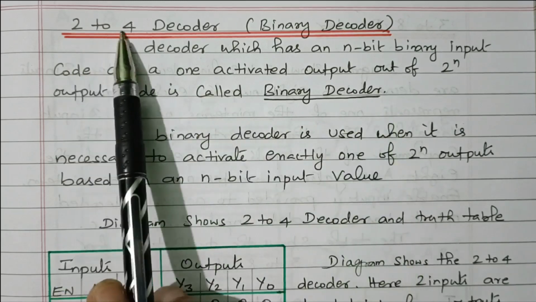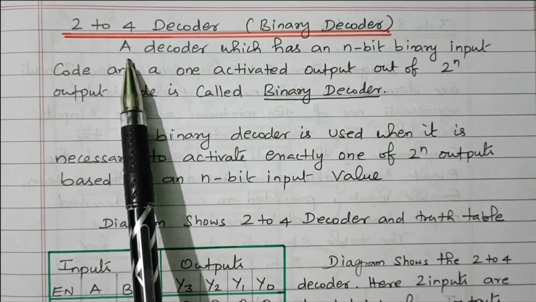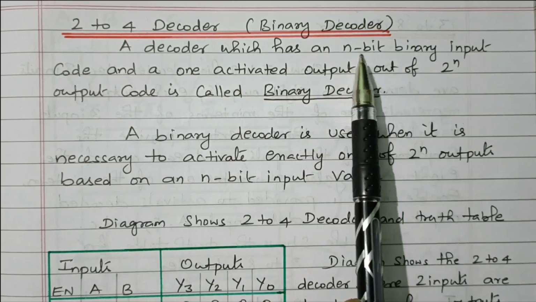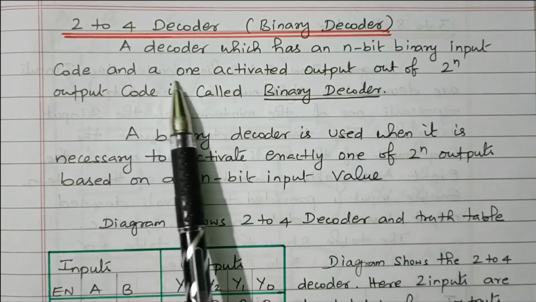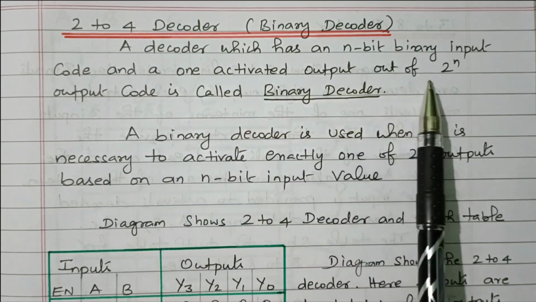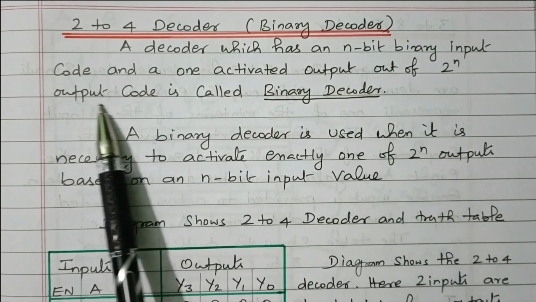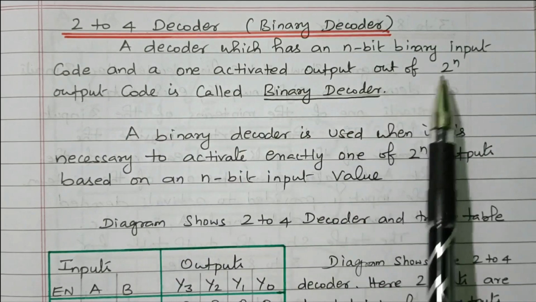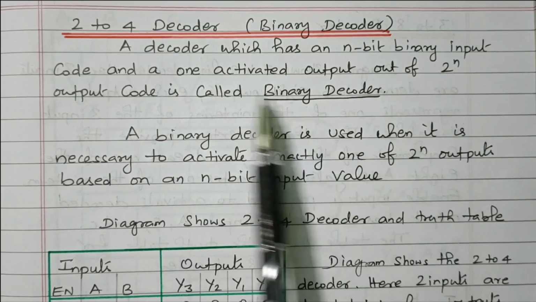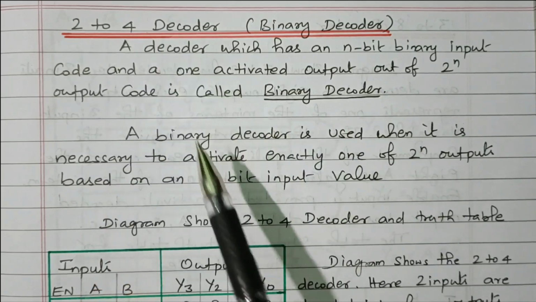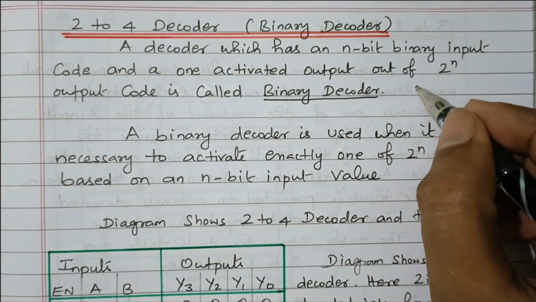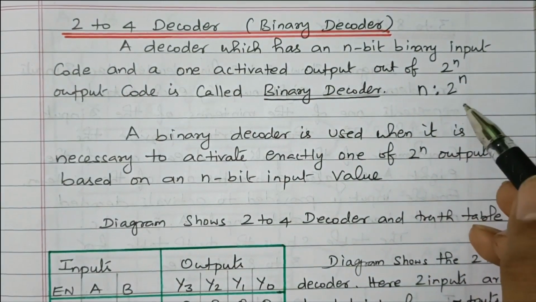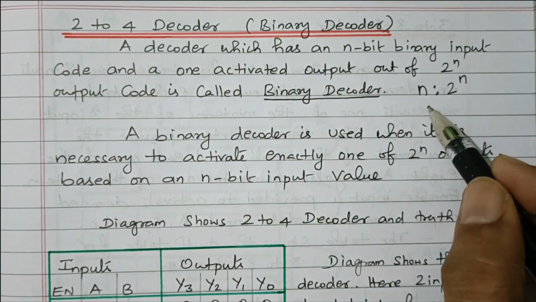Now we'll go to the topic 2 to 4 decoder. What is a decoder? A decoder has n-bit binary inputs, n inputs, and one activated output out of 2 to the power n possible output codes. Because of this n input and 2 to the power n output, it is also called a binary decoder. 2 to 4 decoder is also called a binary decoder. So we have n inputs and 2 to the power n outputs. That is the basic function of the decoder.